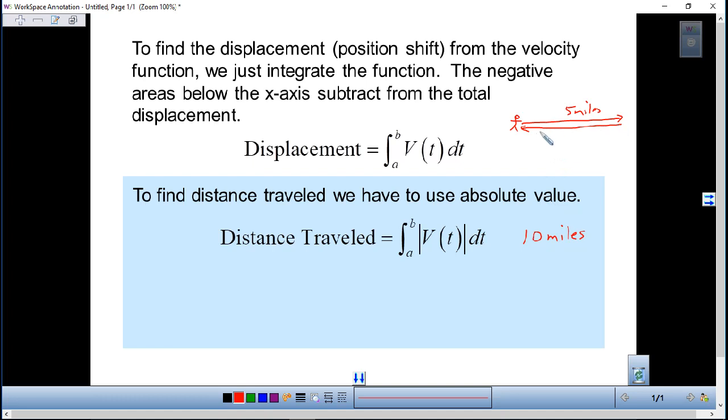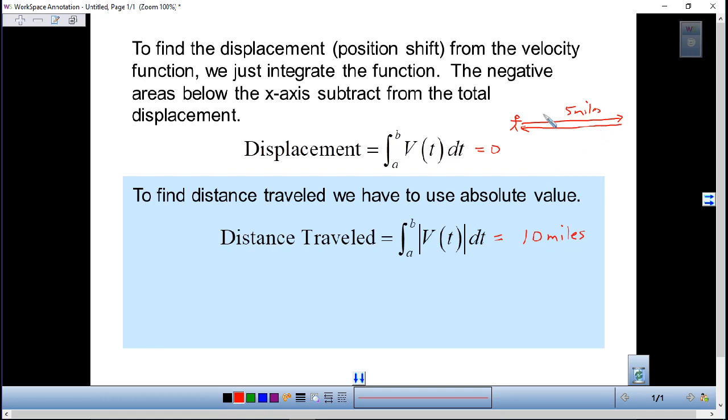Now, if it's not that big a deal for you to get out and walk 5 miles or even run 5 miles, then all you're really worried about is that you end up back home. So your displacement would be 0. So that's the difference in these two. Distance traveled, you're counting every single possible step, mile, foot, whatever you want to do, no matter what direction it's traveled. That's why you do the absolute value.